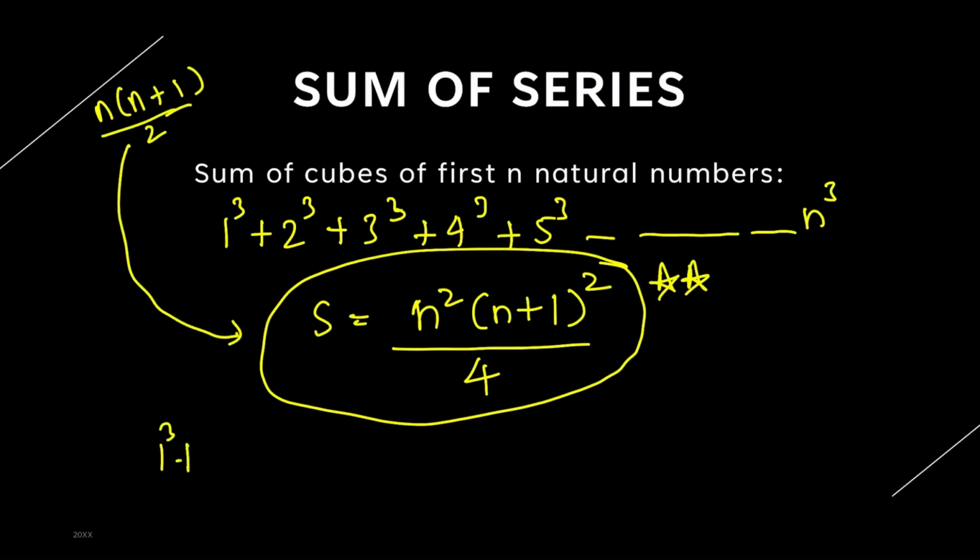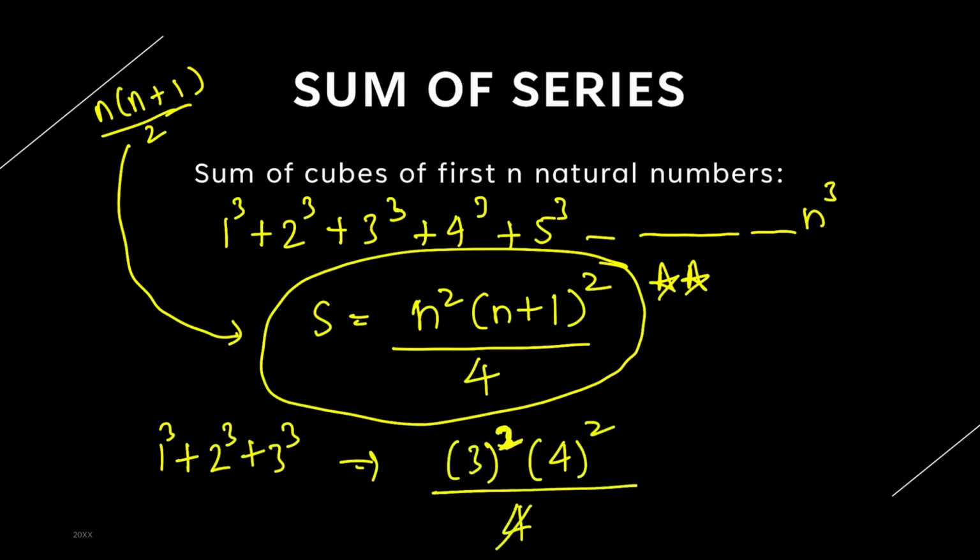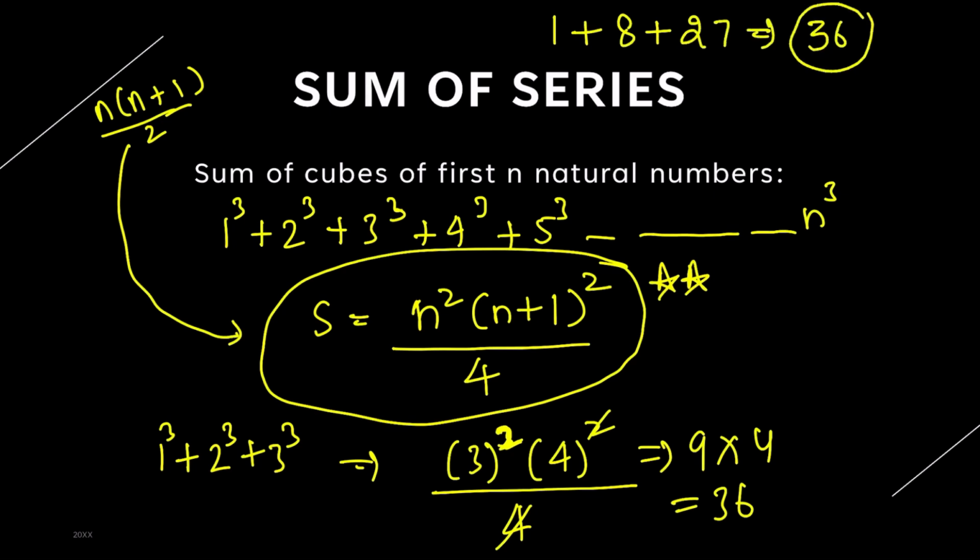To check this, if I do 1 cube plus 2 cube plus 3 cube, it means first 3 natural numbers. 3 square, 4 square upon 4. So if you do the calculation, 9 into 4, that is 36, right? And now I will check. 1 cube is 1, 2 cube is 8, 3 cube is 27, and you will get the answer as 36. So this is right. So this is another formula you have to know for the exam. I hope this is clear. 3 formulas and we are done. Theory part is done. We are going to see another question on it, right?